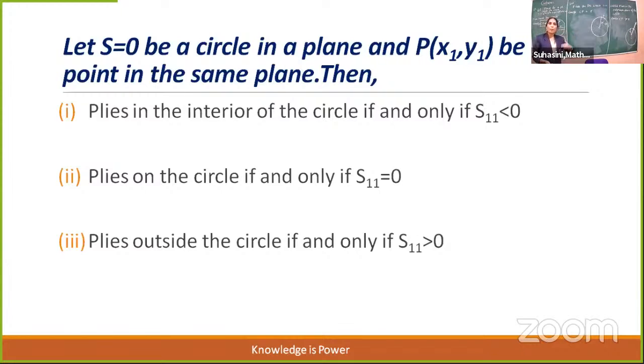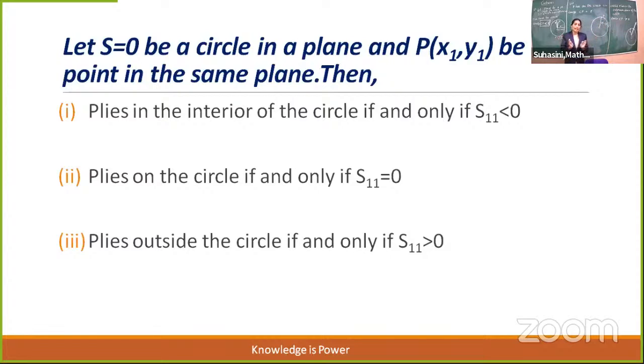Therefore, if our point lies inside the circle, the distance CP will be less than the radius. If the point P lies on the circle, then both distances are equal: the distance between the center of the circle and the chosen point will be equal to the radius. If the chosen point P is in the exterior plane of the circle, then the distance CP is greater than the radius.